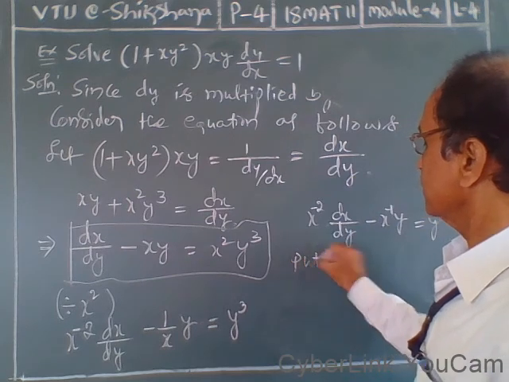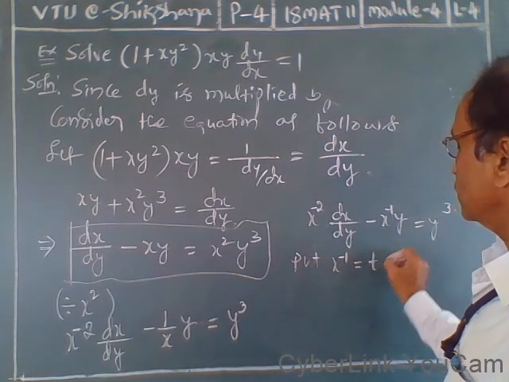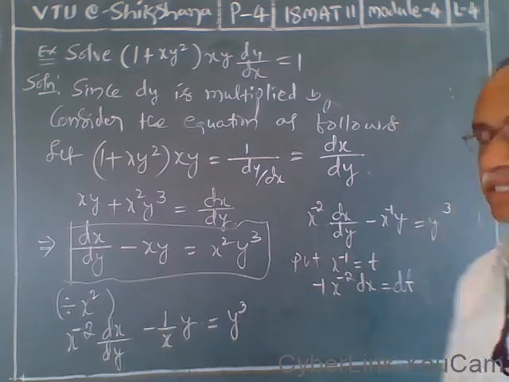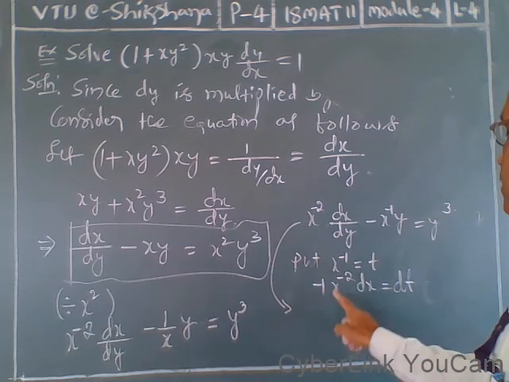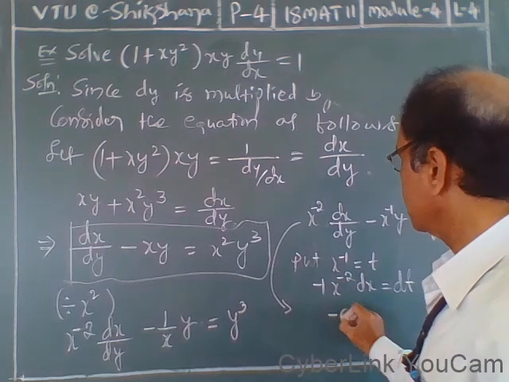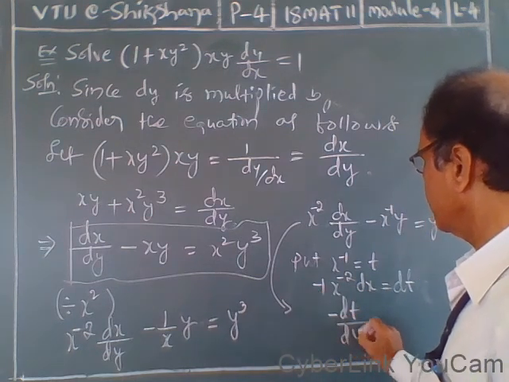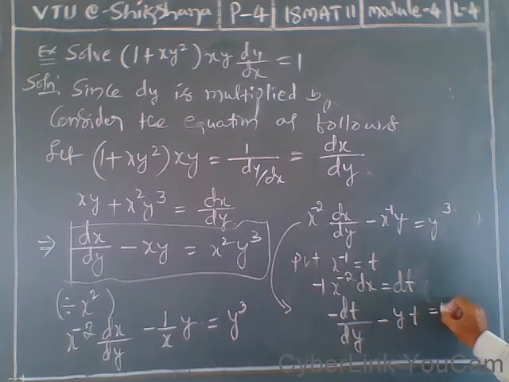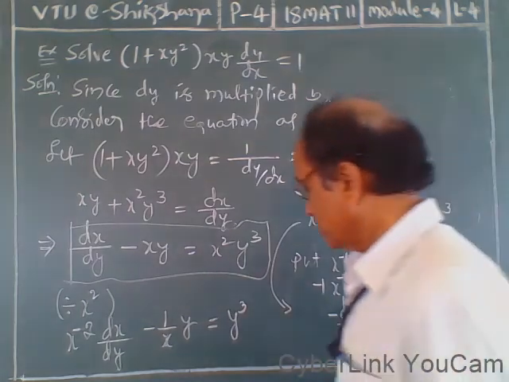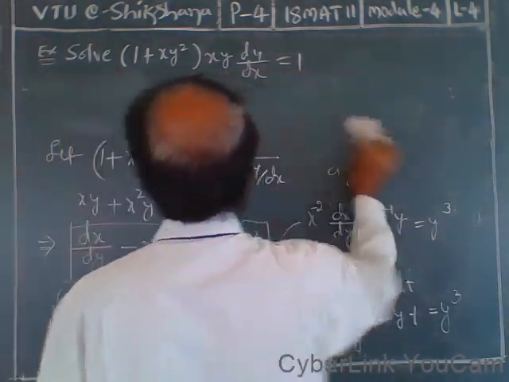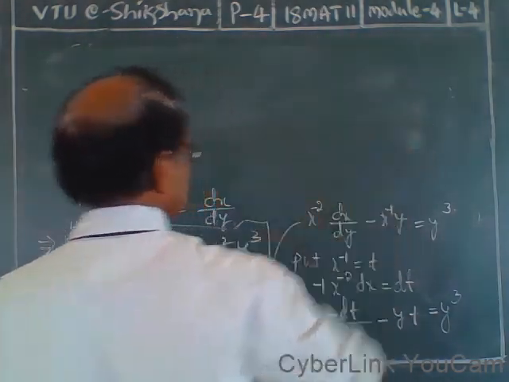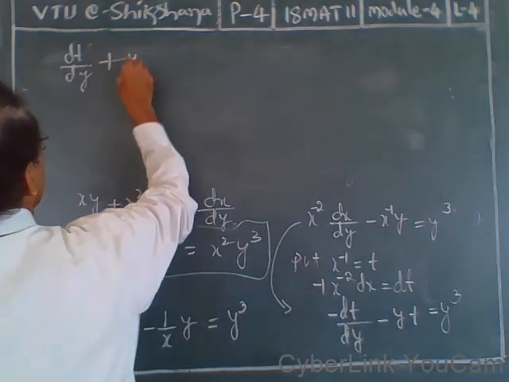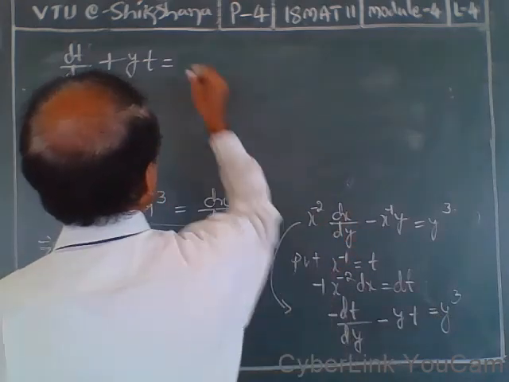Now for this you have to remove this power, that is, put x to the power minus 1 equal to t. So minus 1 into x to the power minus 2 into dx equal to dt. Then x to the power minus 2 into dx equal to minus dt. So the equation becomes minus dt divided by dy minus y into t is equal to y cube. Then remove this minus sign, multiply throughout by minus sign. That is dt divided by dy, this becomes plus sign, plus y into t is equal to minus y cube.